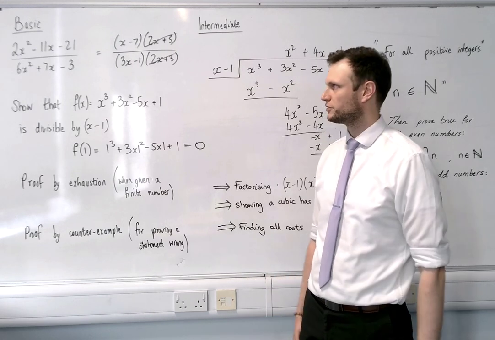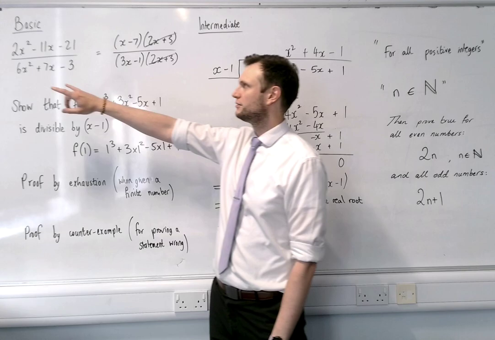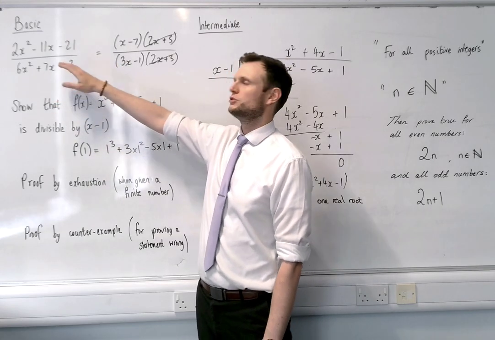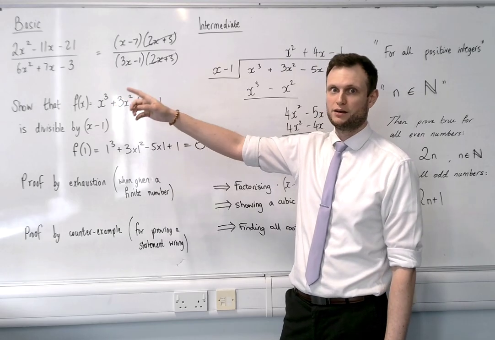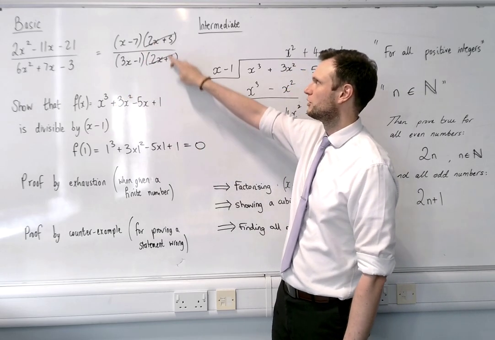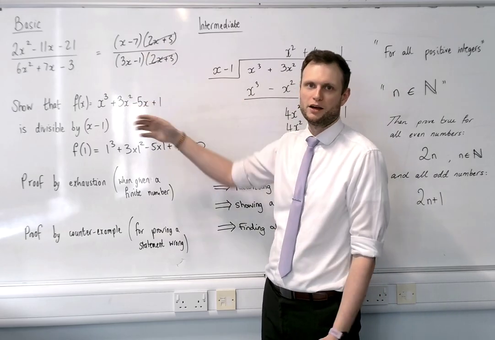Okay, chapter 7 then. First thing in chapter 7 from the basic section is if you've ever got a polynomial over another polynomial, the first thing you need to do is to check that they factorise. If they factorise, then look for any common factors to cancel. This will simplify everything before you even start.